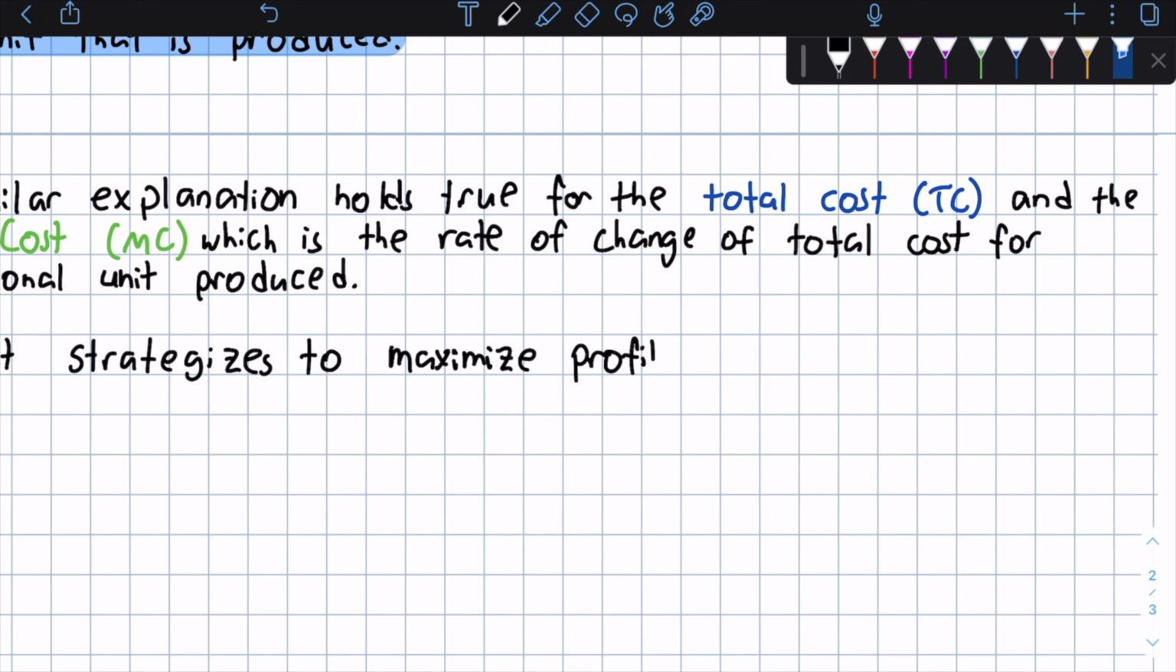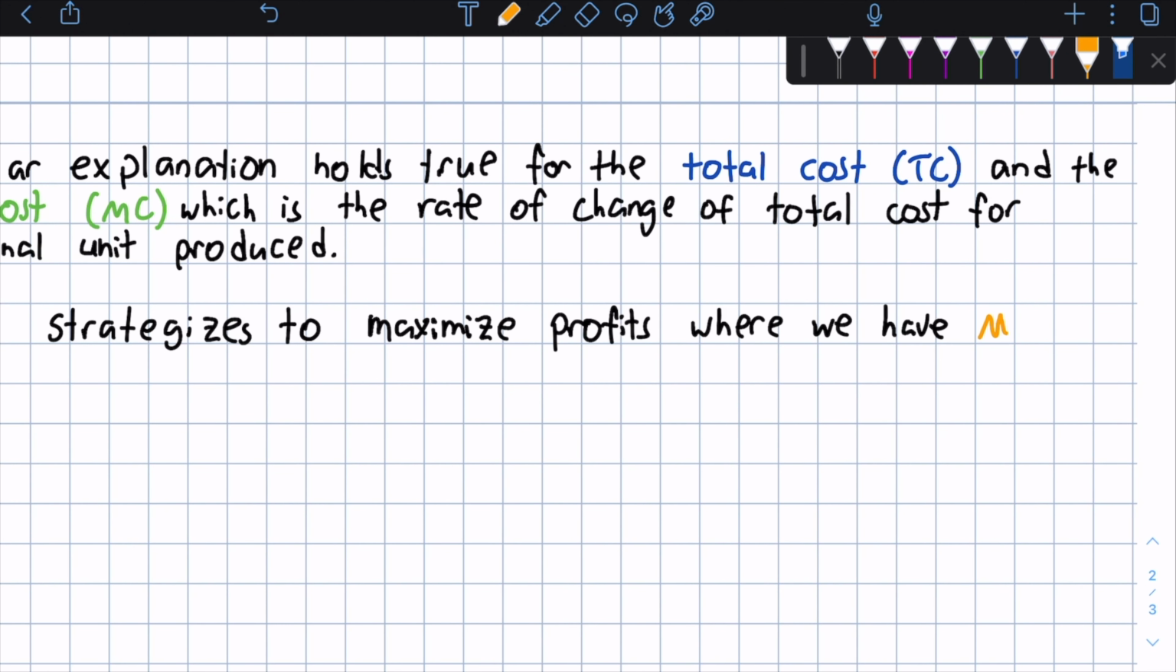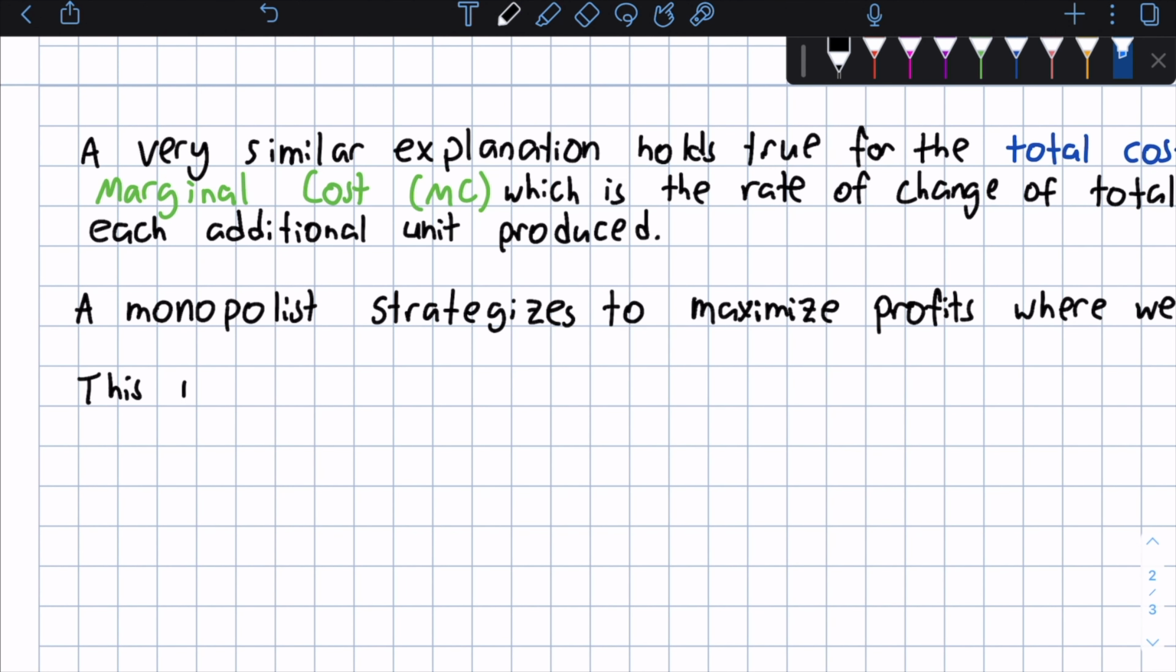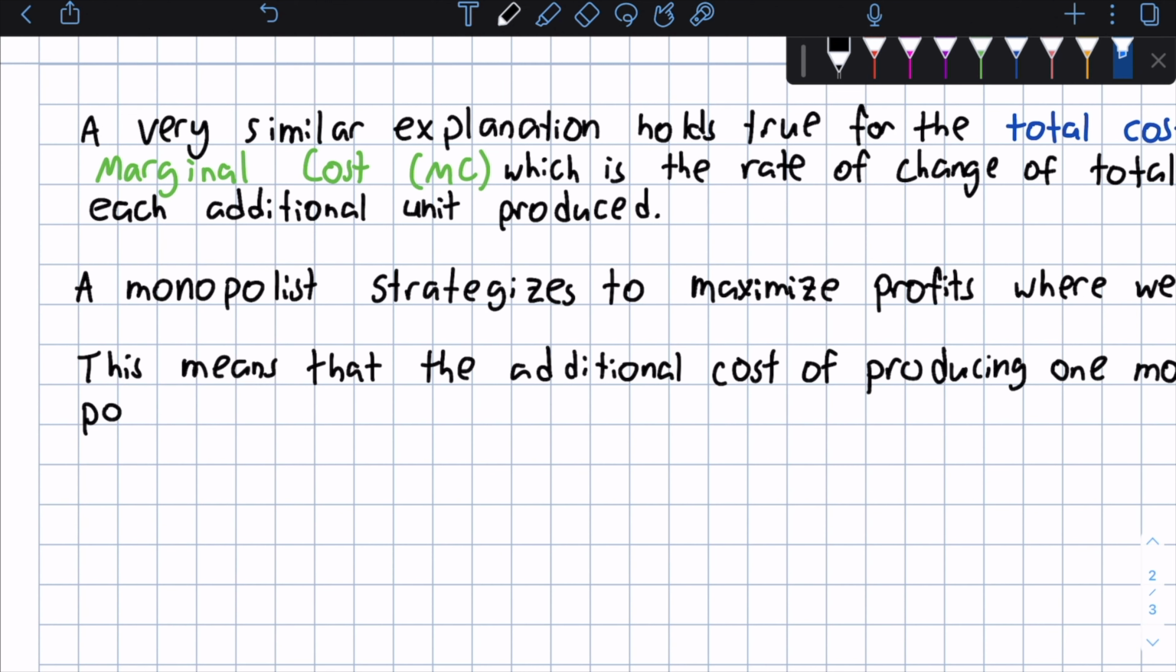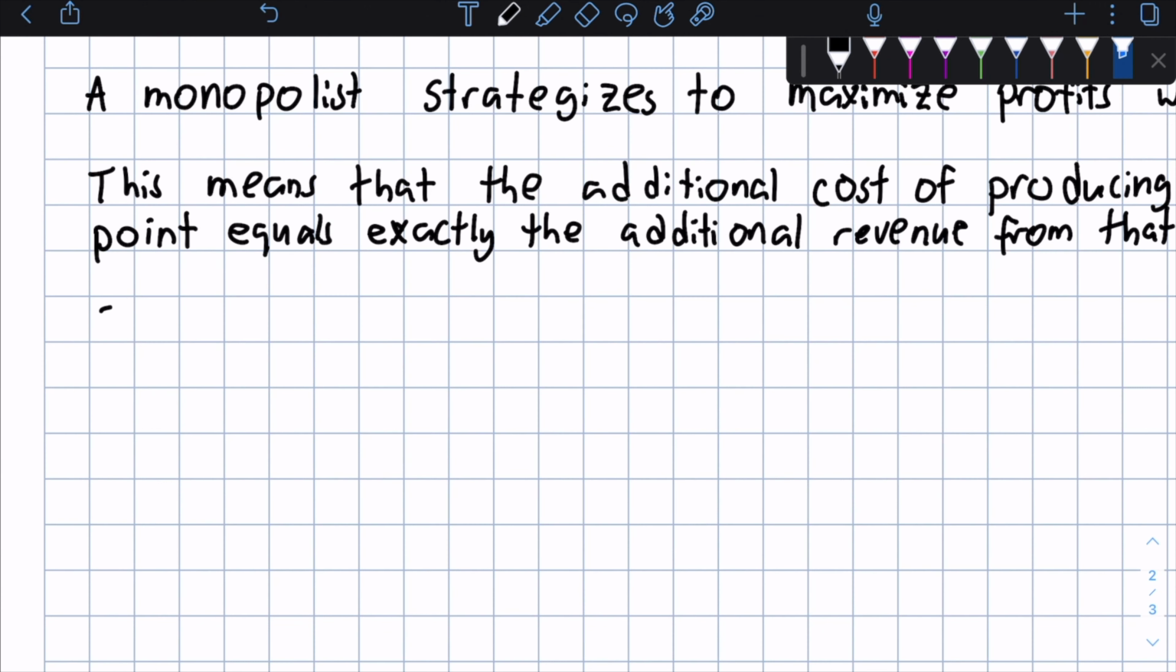A monopolist strategizes to maximize profits exactly where the marginal revenue is equal to the marginal cost. Essentially, this means that the additional cost of producing one more unit of good at this point exactly equals the additional revenue from that unit, so they perfectly offset.